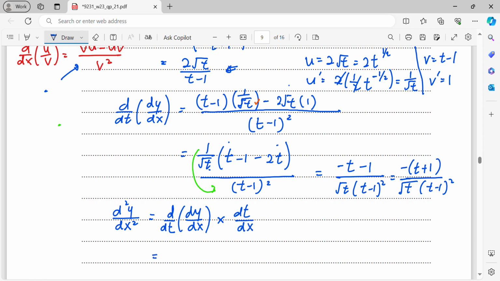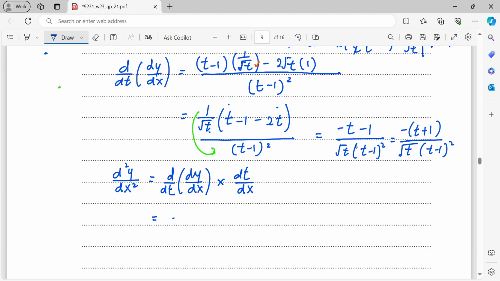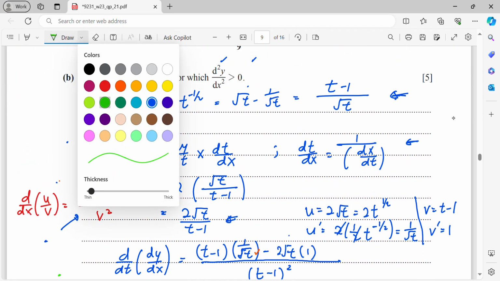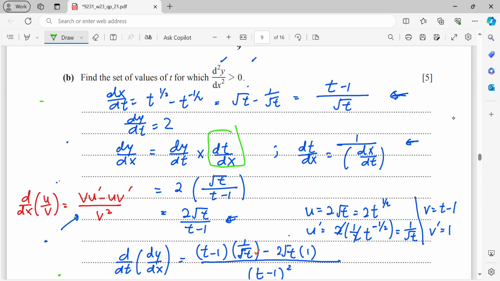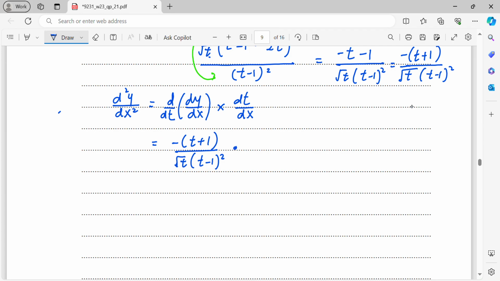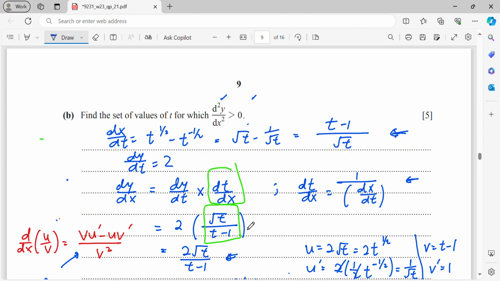Right. So now here, just copy the whole term, negative (t + 1) over square root t times (t - 1) squared. Multiply with dt/dx. So the dt/dx we already solved here. See here, dt/dx is basically this term, square root t over t - 1. Right, so I will just write here times square root t over t - 1.